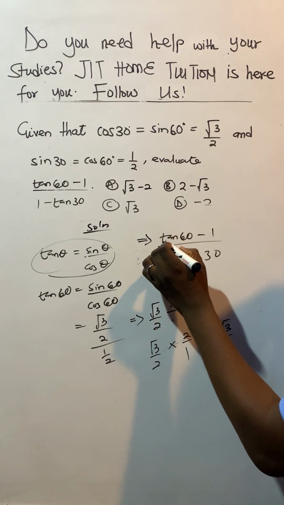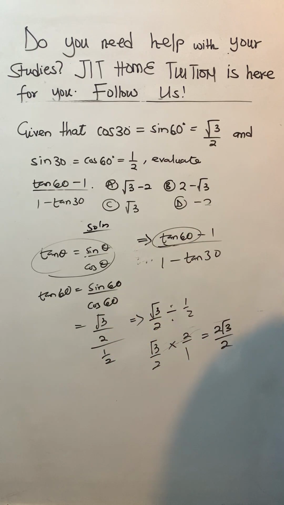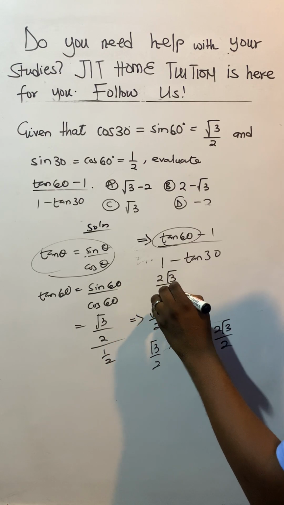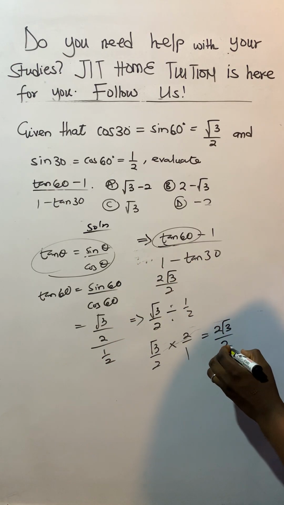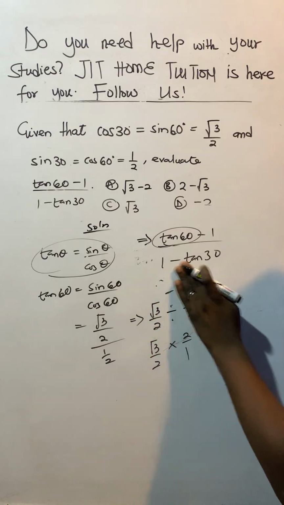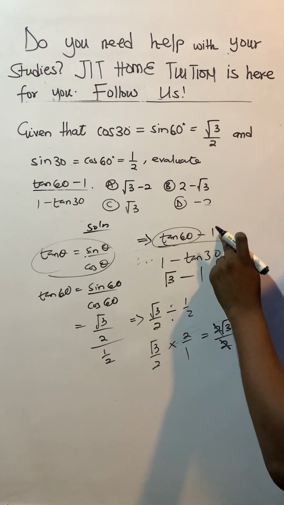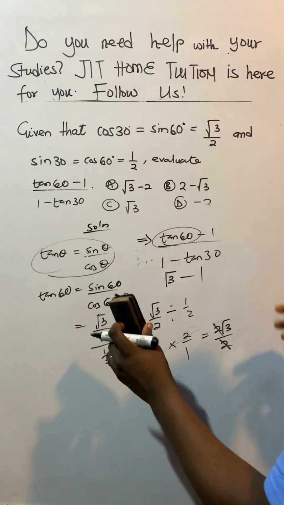Meaning that this one over here is now 2 root 3 on 2. Let's not waste time, these two will cancel. So at the end of the day, you have root 3 minus this one. Please permit me to clean this side.